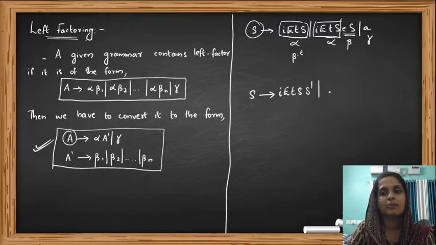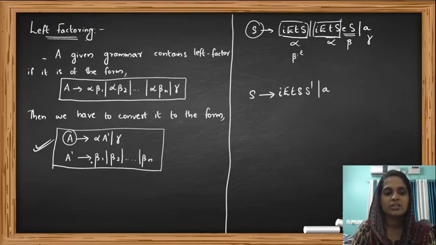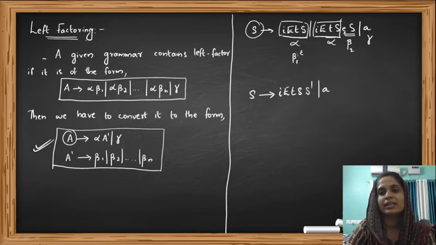And what is our gamma? Here in this example, we can see that gamma means A. And what is the second production? A dash produces beta 1, beta 2, etc., up to beta n, right? Here we have beta 1 as epsilon and beta 2 as eS.